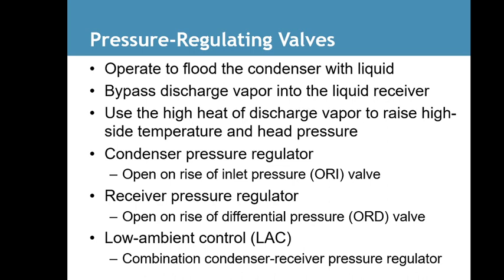Pressure regulating valves operate to flood the condenser with liquid, bypass discharge vapor into the liquid receiver, and use the high heat of discharge vapor to raise high side temperature and high side pressure. Condenser pressure regulator opens on rise of the inlet pressure valve. Receiver pressure regulator opens on rise of differential pressure valve. Low ambient control, combination condenser receiver pressure regulator.